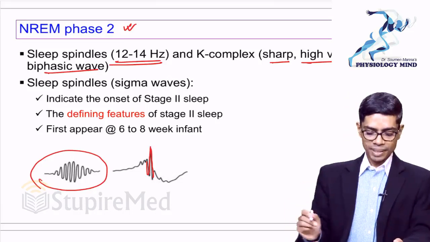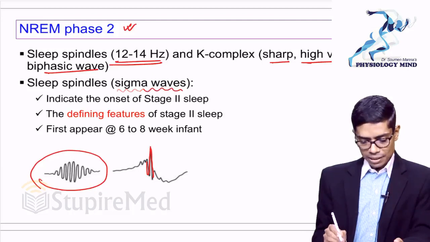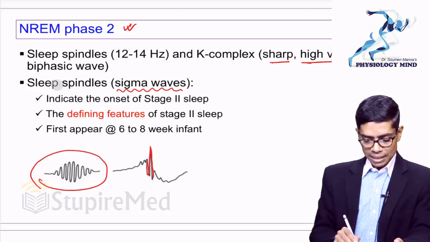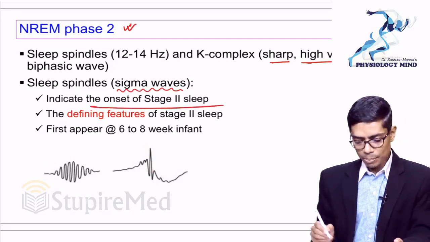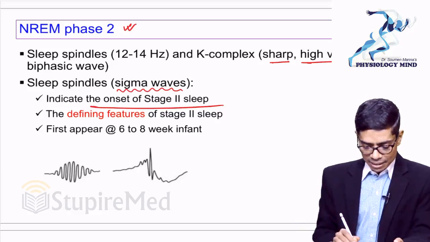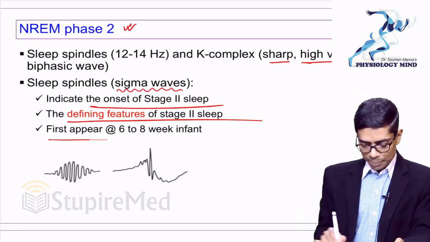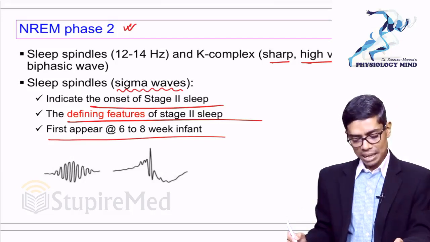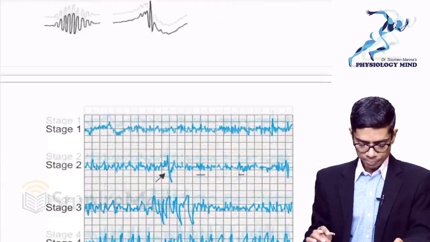But note down, this sleep spindle is also known as the sigma wave. It indicates the onset of stage 2, very important, and it's a definite feature of stage 2, and it first appears at 6 to 8 weeks of infancy, right? So please note down this point.